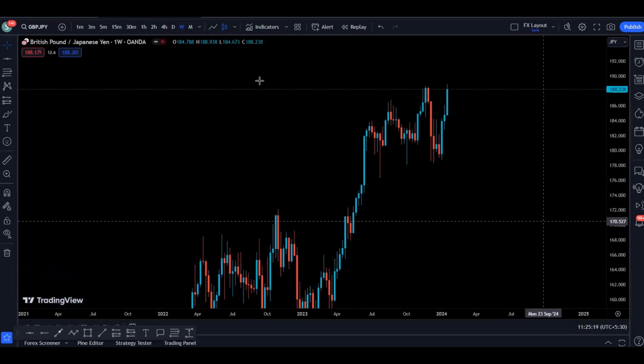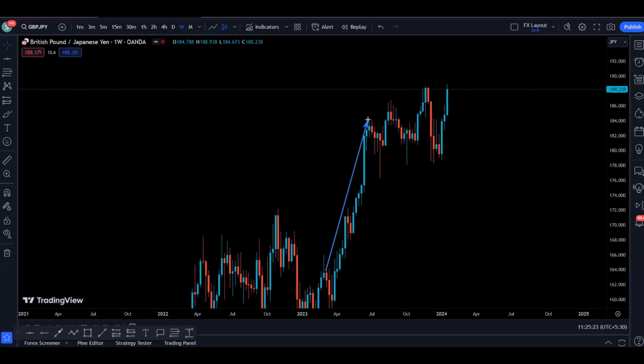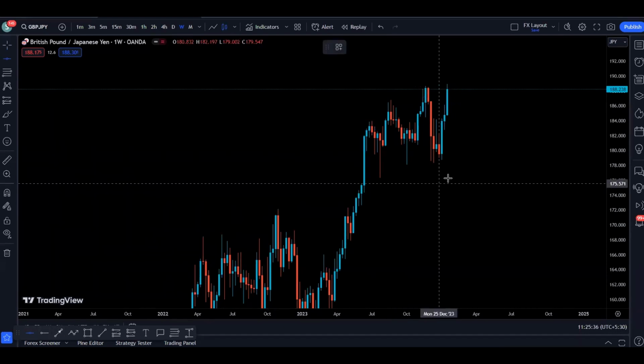So the GJ weekly time frame looks bullish as we are making higher highs and higher lows. We can see that we created a high, a higher low, we created a high, a higher low, and again price broke the previous high. So we are making higher highs and higher lows. Price is looking very much bullish. Now let's talk about the support and resistances.